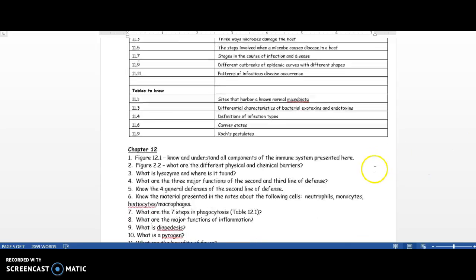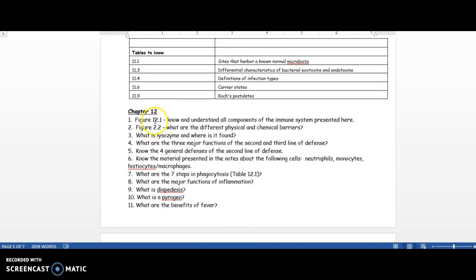All right, then chapter 12 for this week. Figure 12.1, know and understand all components of the immune system presented here. So this is going to be a diagram of basically hematopoiesis, moving from the stem cell down to the different individual components of the immune system. All right, what are the different physical and chemical barriers? What is lysozyme? Where is it found? So it's found in saliva, it's found in tears, that type of location.